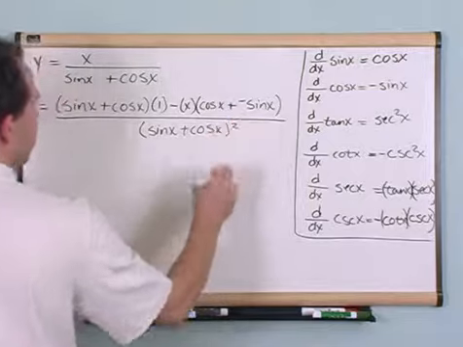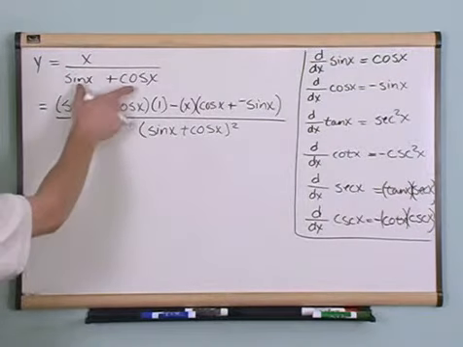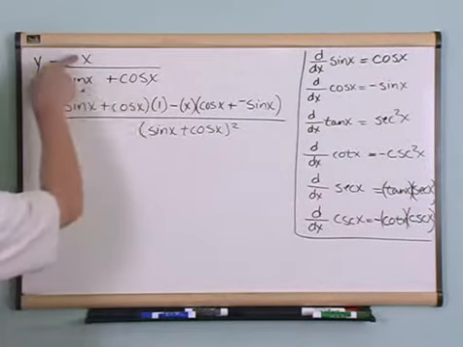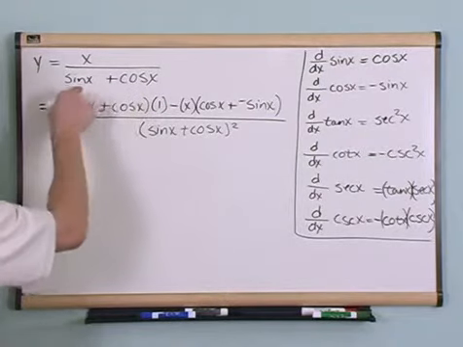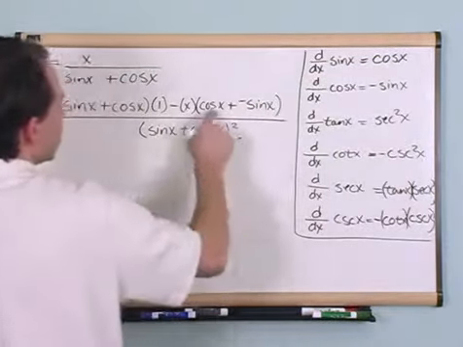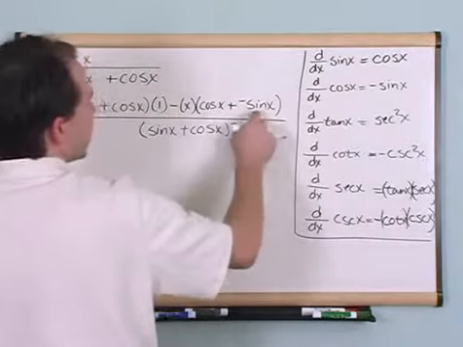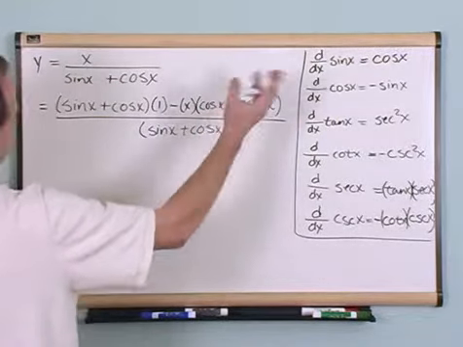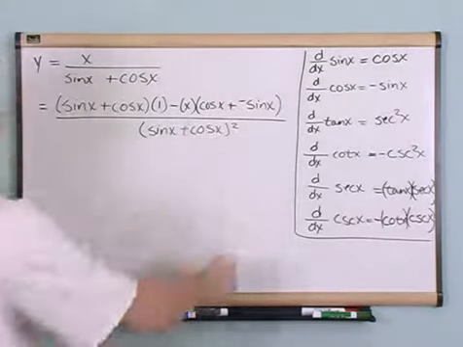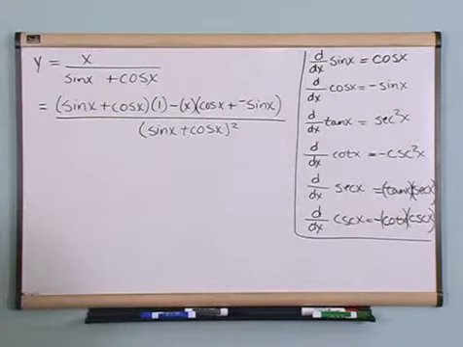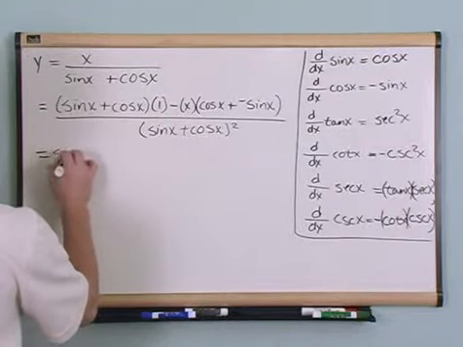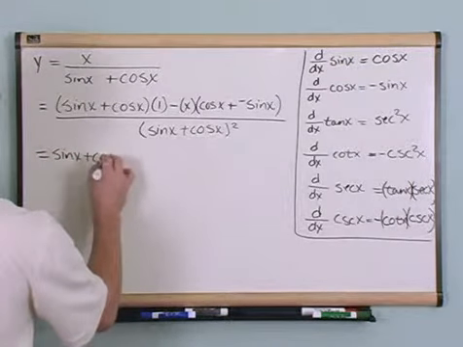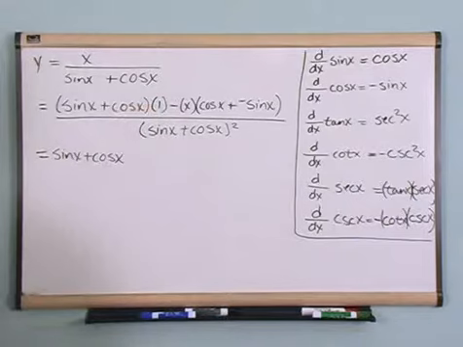So you have the bottom times the derivative of the top minus the top, which is this, times the derivative of the bottom. You just take the derivative of each term. Derivative of sine is cosine. Derivative of cosine is negative sine. And here I have a plus minus, and that's going to turn into a big fat minus there in a minute, but I just want to keep everything explicit so you know where everything comes from. So we have sine x plus cosine x. That takes care of this stuff.